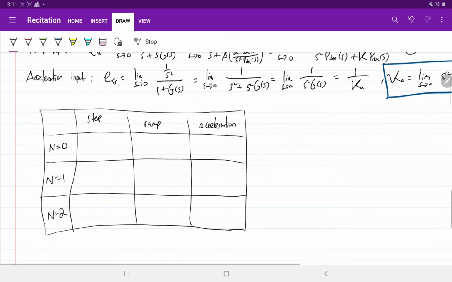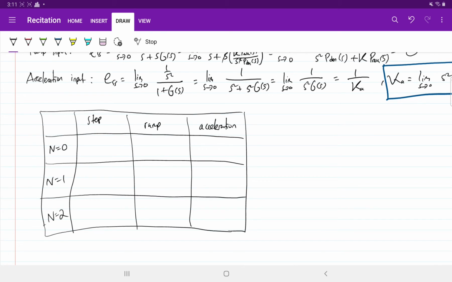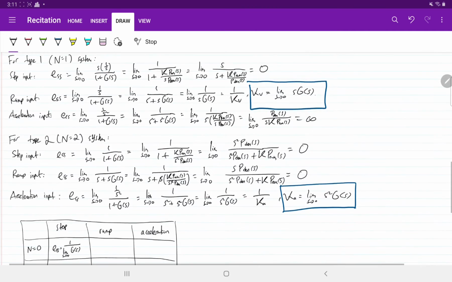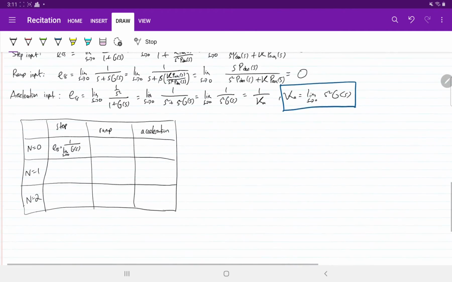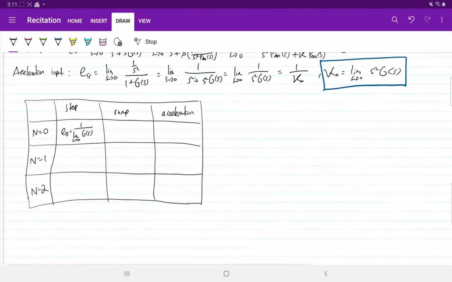For a type 0 system with step input, the steady state error ESS is 1 over the limit as s goes to 0 of G of s, or 1 over Kp, and for ramp the error is infinity. The same with acceleration input.